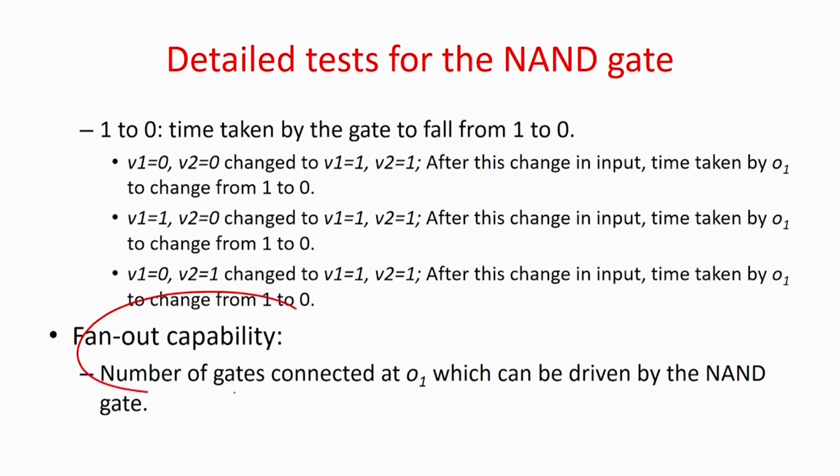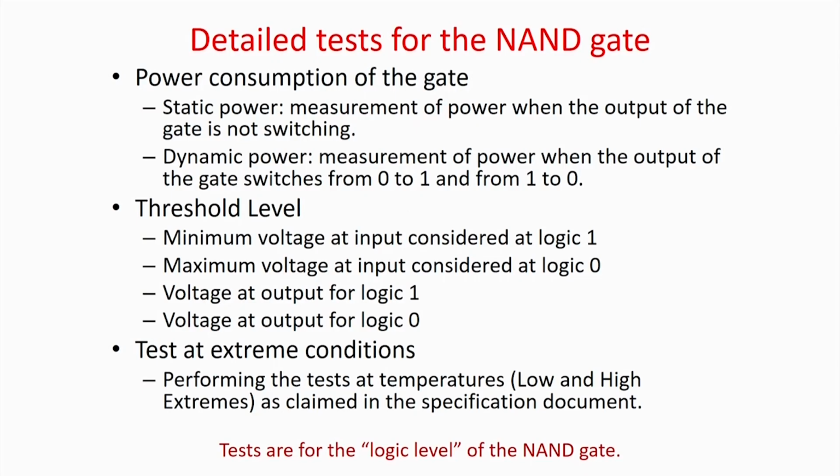There is also something called fan out capability, that is, how many circuits one gate can drive. If you are using too many gates to drive, then the gate becomes slower, and you have to put buffers. So that is also one point of test, what is the drive capability of the gate.